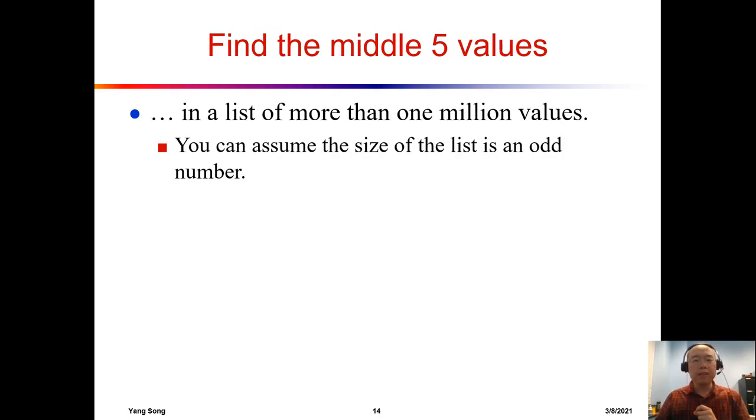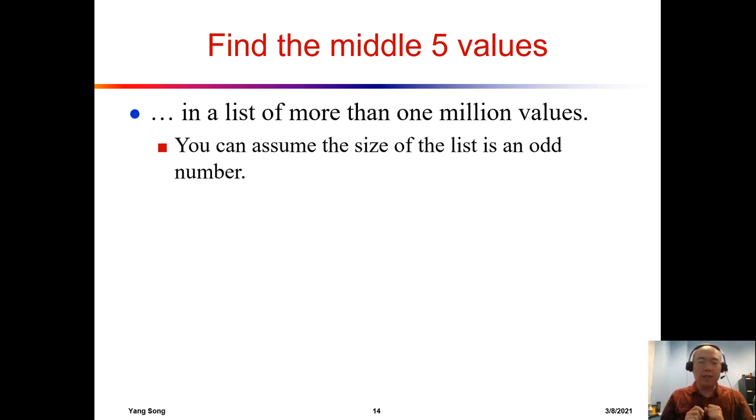Okay. And then, at the very end, I challenged you: how do you get the middle five values? You can either do a recursive way, that is, you get the median, and then you take the value out, and then you just recursively or iteratively do this median step 5 times, and then you have the middle 5 values. Okay, this is one idea.